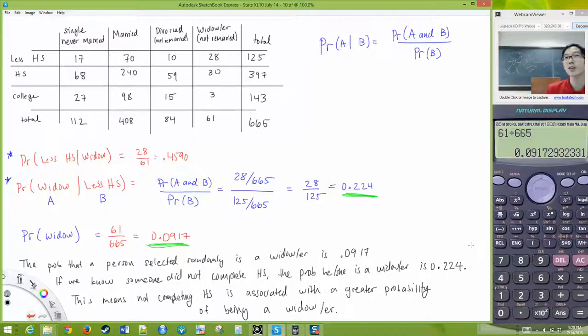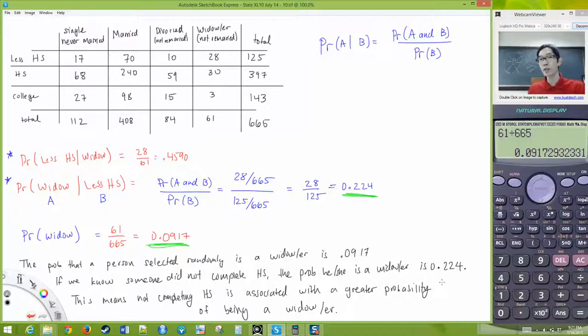It's just an observational thing. We're not saying one thing is causing the other. We're just saying that what we're observing is that people who haven't completed high school, there's a higher chance that they are widows or widowers. Okay. Does that make sense? These numbers reflected in the probabilities?